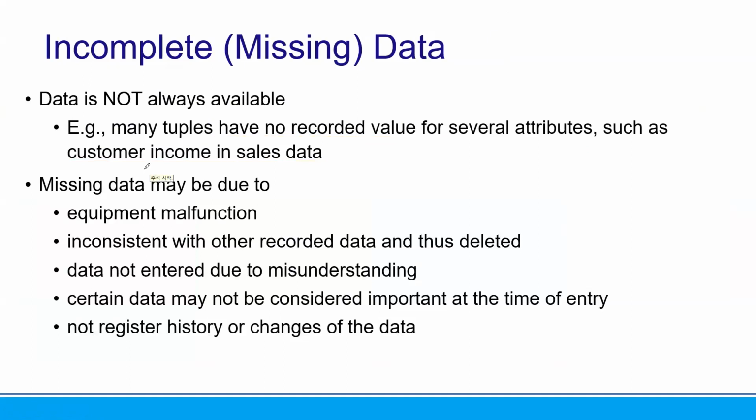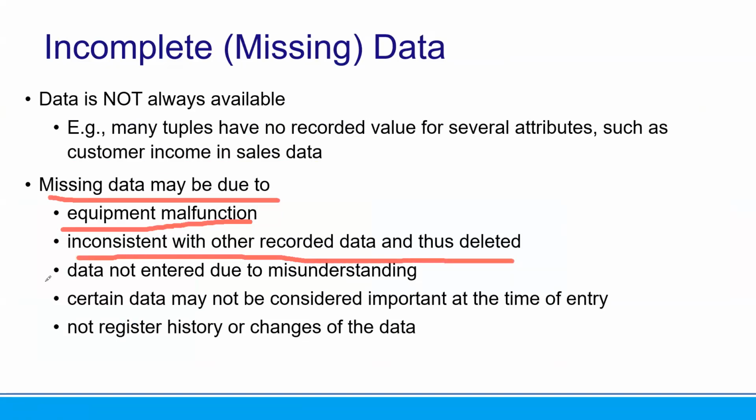There are some other factors about the missing data. Maybe the equipment malfunction, equipment errors. When the equipment errors, we cannot extract some data, or it is inconsistent with the other recorded data and deleted. So maybe we do not know that some other data already exists. So we just delete, remove the data from the database, and then it is missing.